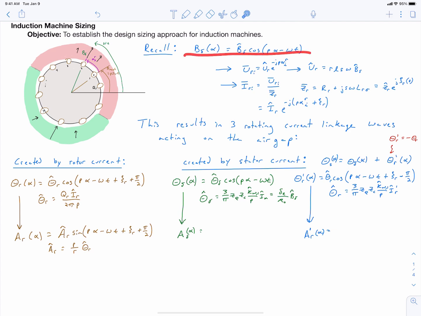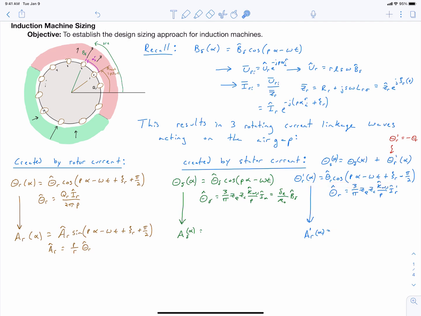So when we have this situation that we've described up here, we end up finding that we have 3 resulting current linkage waves that rotate in the air gap of our machine. And we've derived these waves in a previous video, and so I'm summarizing them here again. We've got a current linkage wave created by the currents in our rotor. We've got a current linkage wave created by the magnetizing currents in our stator. And we've got a current linkage wave created by our stator currents that are reacting to our rotor. That is, this current linkage wave is created by our rotor current referred to the stator.